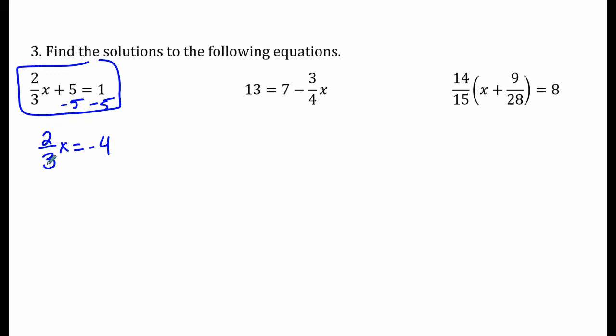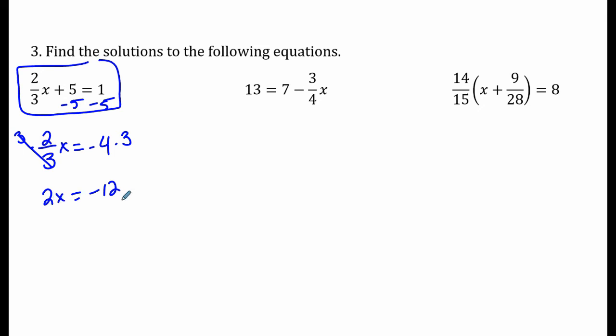Think about this fraction in two different parts. That denominator is really telling me it's division. How do I undo that dividing by 3? Multiplying by 3. So I have 2 times x equals -12. And now there's not a fraction, and I'm not so scared.